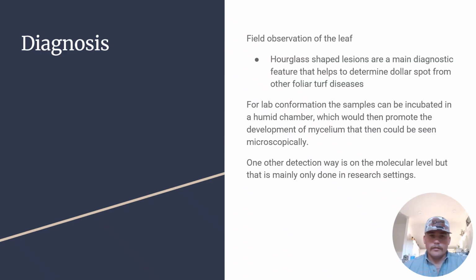The diagnosis. Hourglass-shaped lesions are a main diagnostic feature that help to distinguish dollar spot from other foliar turf diseases. For lab confirmation, the samples can be incubated in a humid chamber that would then promote the development of mycelium that then could be seen microscopically. One other detection way is on the molecular level, but that is mainly done in research settings.